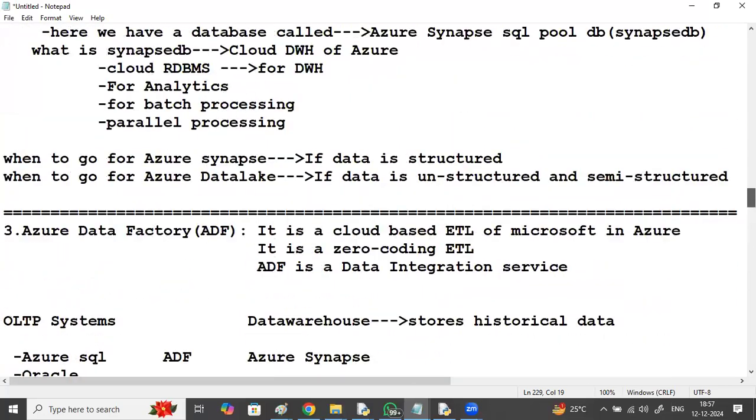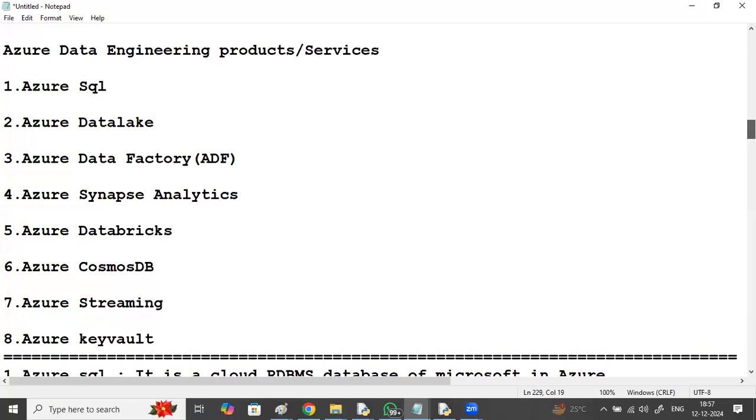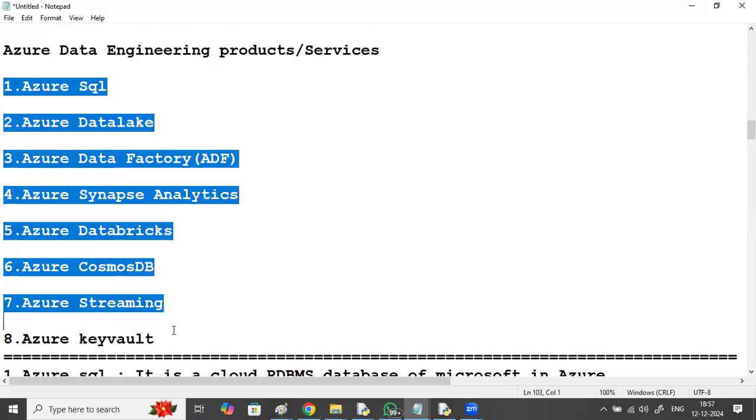Whatever we have discussed here, as an ADF developer, you will be interacting with all these Azure services. These are the data engineering products. Azure has many, but for Azure data engineering, these are the used ones. In our course, first thing is Azure Data Factory, Azure Databricks, Azure Synapse Analytics.